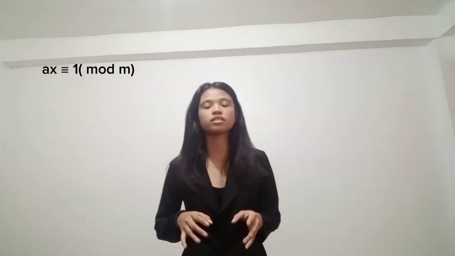If GCD(A, M) is equal to 1, then we can rearrange the equation to get Ax is congruent to 1 modulo M, which means that x is the multiplicative inverse of A modulo M. For example, let's find the multiplicative inverse of 3 modulo 7.